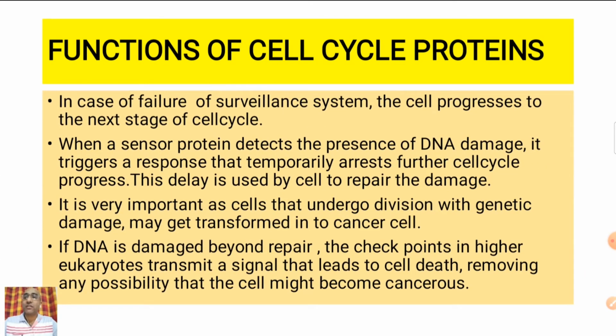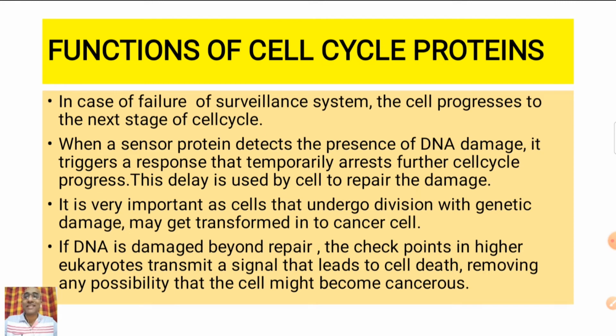So, let us study the functions of cell cycle proteins. What do the cell cycle proteins do? If there is a failure of the surveillance system, that is, the checkpoints, then the cell obviously progresses to the next stage of the cell cycle, isn't it? Suppose the checkpoints in your cell cycle fail, that is, the surveillance system fails. So the cell progresses to the next stage of the cell cycle.